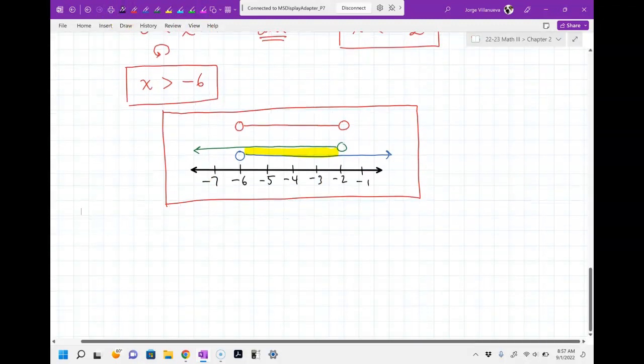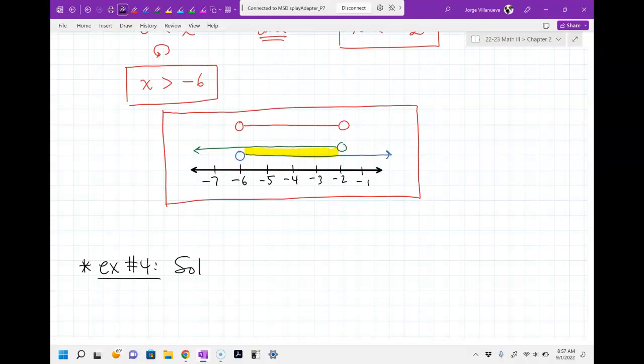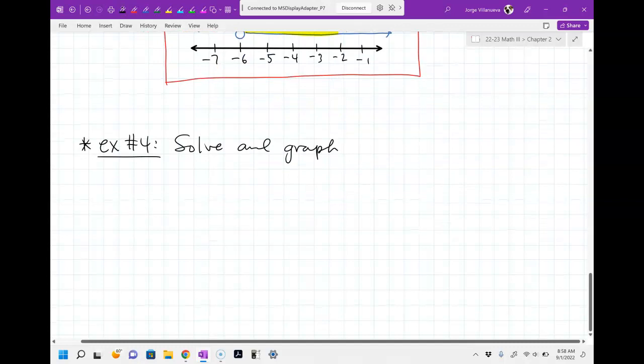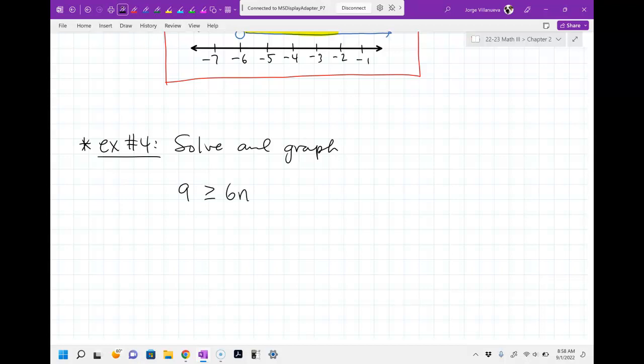All right, last one. So solving graph. And we're going to do one here that's compound: 9 greater than or equal to 6n plus 9 greater than -27.